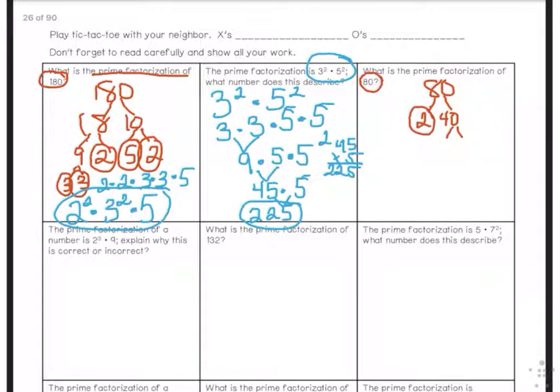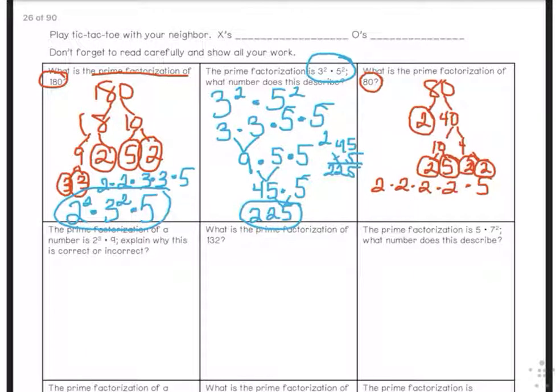What factors does 40 have? Well, it ends in a 0, so I'm going to go ahead and break it down by 10. 10 times 4. 10 is a composite. Let's break that down further. 2 times 5. 2 is a prime, circle it. 5 is a prime, circle it. 4 I could break down to 2 times 2. So circle those 2's. Let's write the expanded form. I have 2 times 2 times 2 times 2 times 5. That is my expanded form.